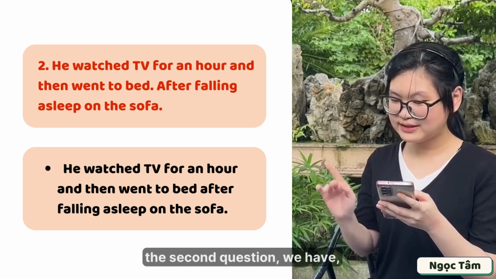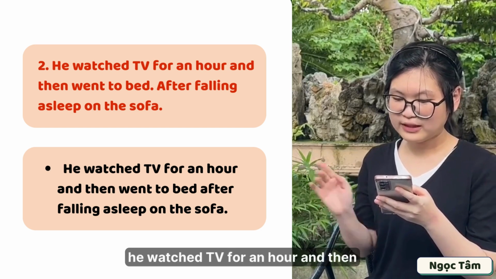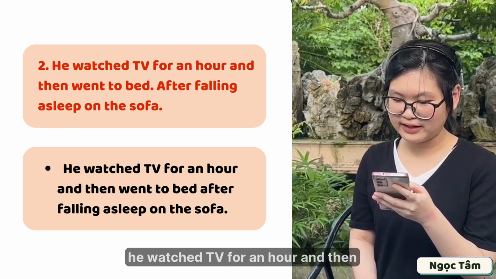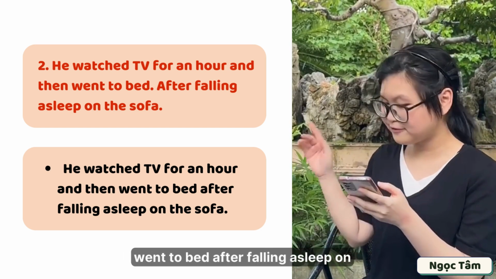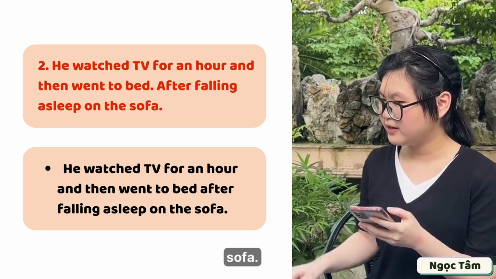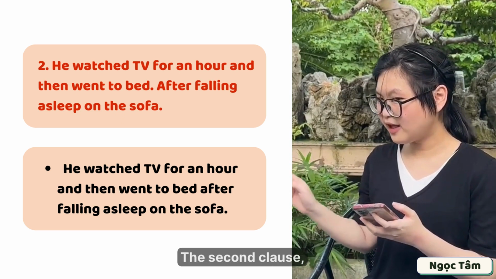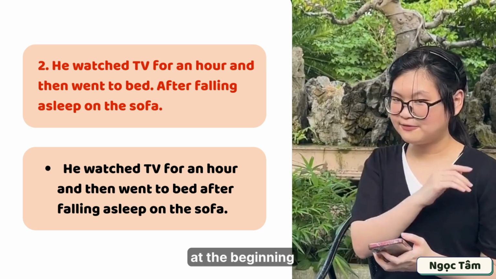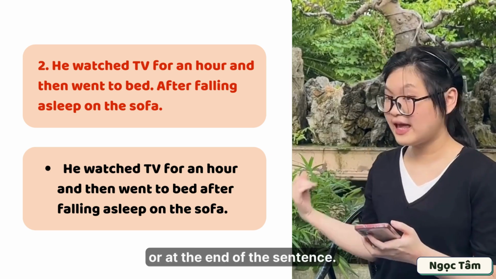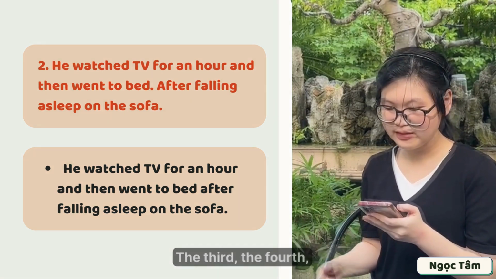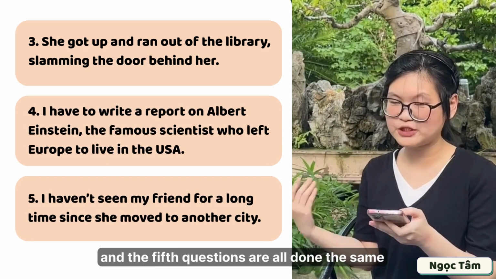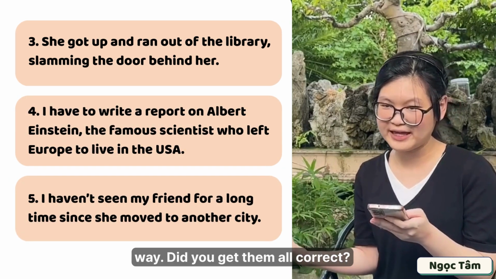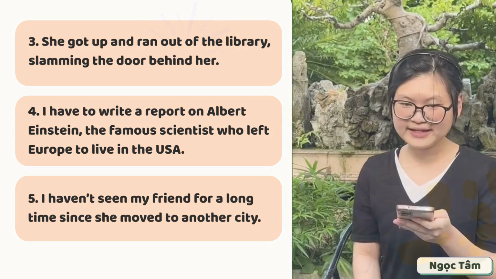The following questions also use the same method. For example, the second question we have: he watched TV for an hour and then went to bed after falling asleep on the sofa. The second clause you can put either at the beginning or at the end of the sentence. The third, the fourth, and the fifth questions are all done the same way. Did you get them all correct?